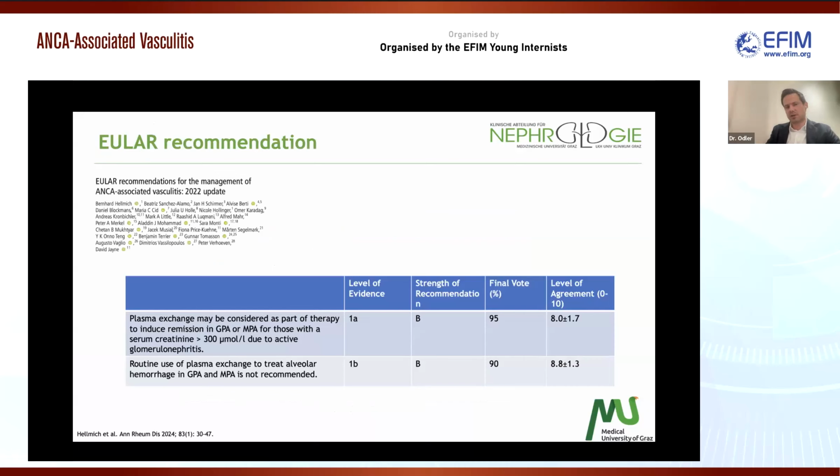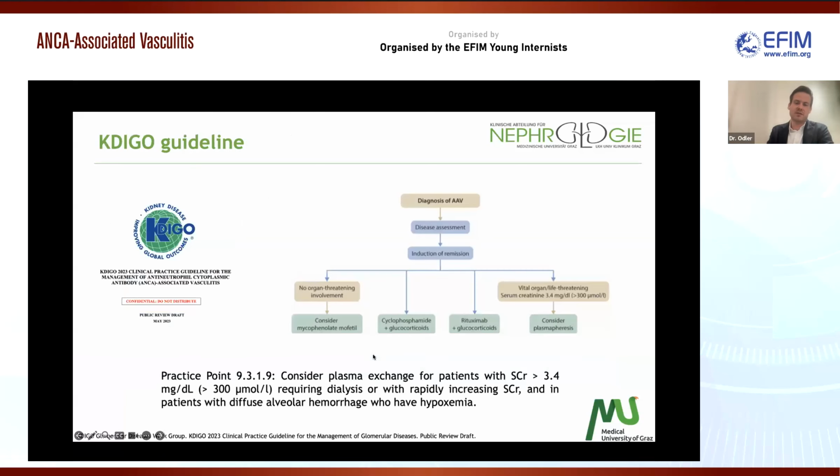If you take a look at the current recommendations, then the EULAR recommendations say that plasma exchange may be considered as part of the treatment to induce remission in GPA or MPA for those with a serum creatinine over 300 micromole due to active glomerulonephritis. And it has a quite high level of evidence, 1A, with a B strength of recommendation. On the other hand, this guideline says that the routine use of plasma exchange to treat alveolar hemorrhage in these patients is not recommended, also with a relatively high level of evidence.